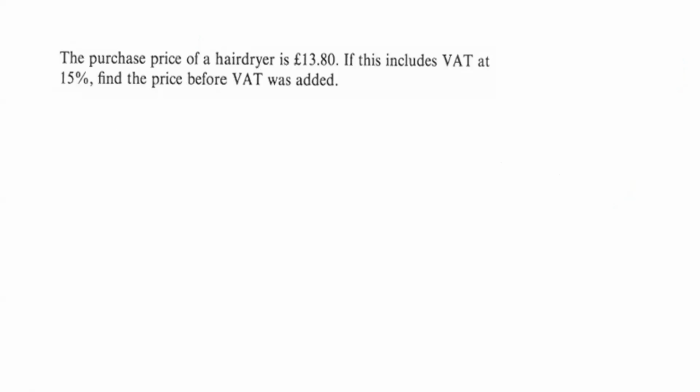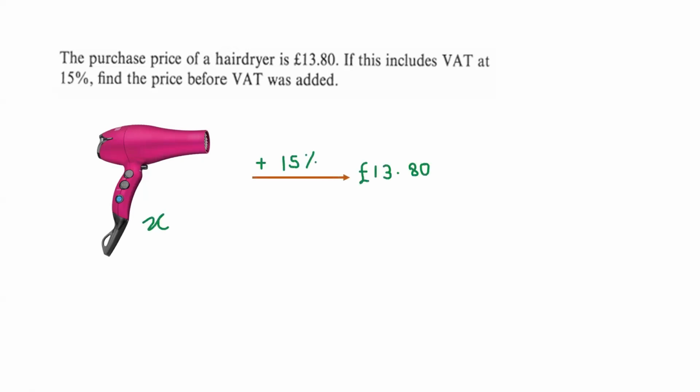Right. Next, there is one question. The purchase price of a hairdryer is £13.80. If this includes VAT at 15%, find the price before VAT was added. Now let's see, there's a hairdryer. We have to find the original price before they included the VAT percentage. So let's take the original price as X. But they have added the 15 percentage. After the 15 percentage, the value is 13.8. So now we have to find out the original price for the hairdryer.